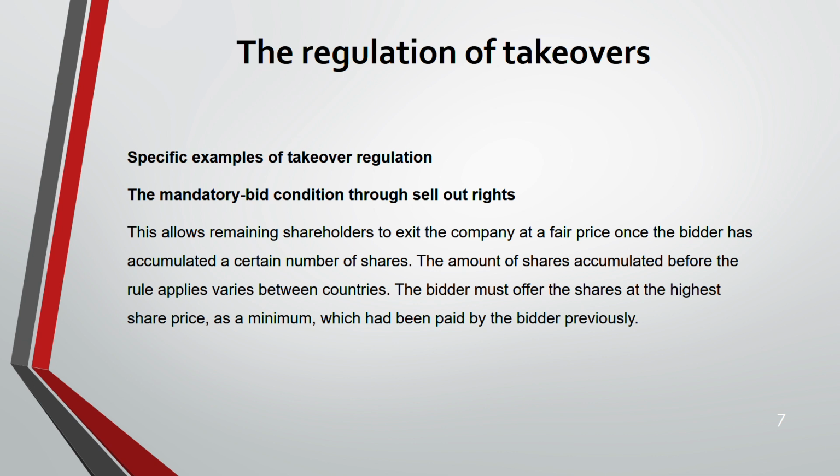You allow the remaining shareholders to exit the company at a fair price. There will be some shareholders after you have taken over. Tell them to exit the company, but at a fair price, once the bidder has accumulated a certain number of shares. Remember, how much of shares you have to accumulate before this rule.